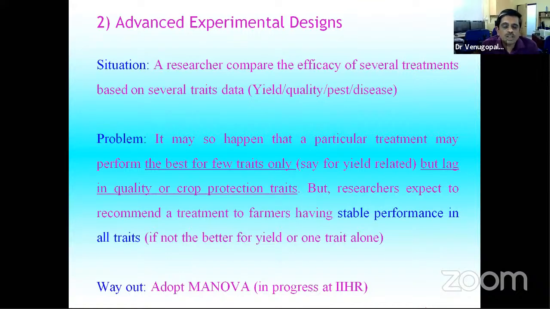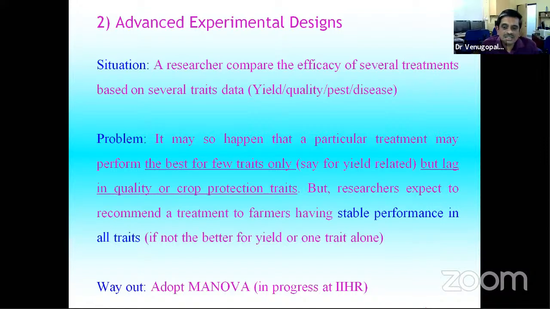When we recommend to a farmer, a researcher expects that not only for yield related, but also for other traits, I should be in a position to recommend a best treatment. So what is the way out? Simply doing the robust ANOVA or a simple RBD individually for a trait is not going to solve the purpose. So for this purpose, work is in progress at IIHR to make use of the multivariate analysis of variance approach. So what it does in a nutshell is, it will capture the interrelationship among the several traits.